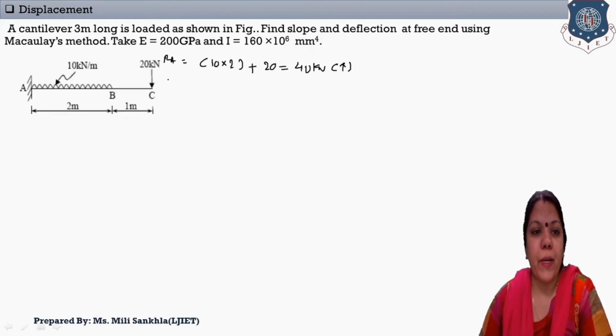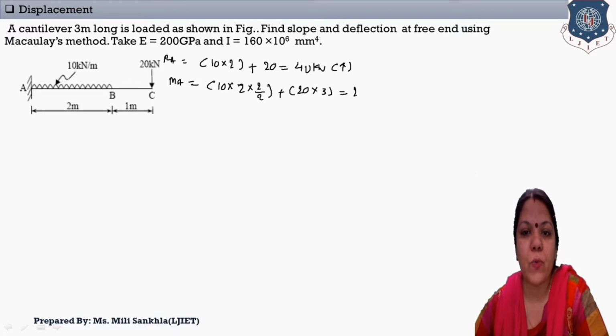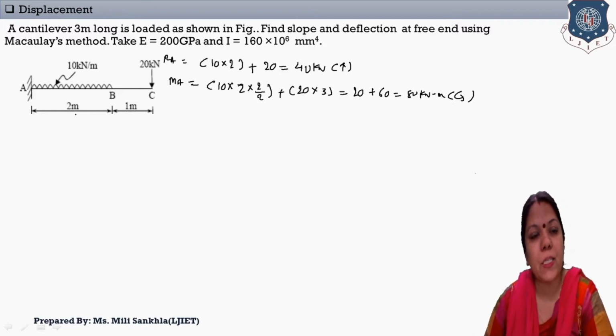Second, find the moment at A. Here there is no inclined load, so the axial force HA is equal to 0. The moment at A is equal to the UDL, 10 into 2 into 2 by 2, plus the point load 20 into distance 3 with respect to A. The 2 cancels, so the first is 20 and the second is 60. The moment at A is equal to 80 kilonewton meter in the anti-clockwise direction, because the inducing moment is clockwise, so support A resists in the anti-clockwise direction. Here we get RA and the moment at A.